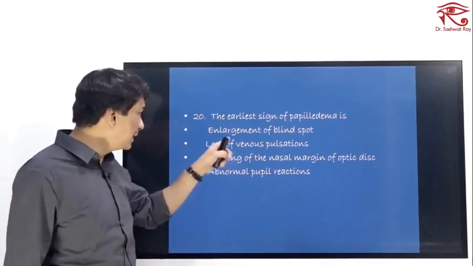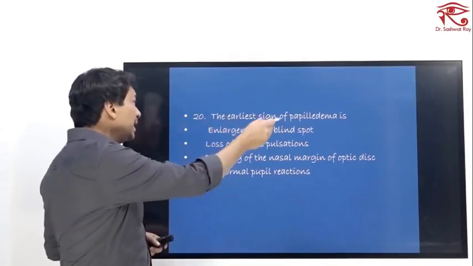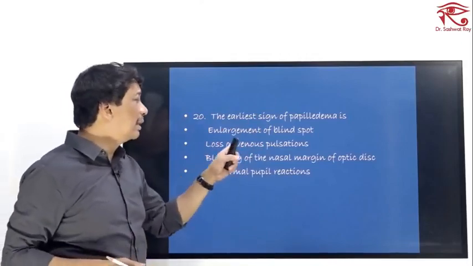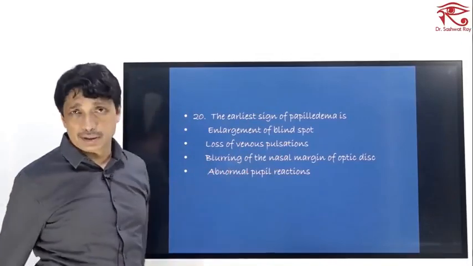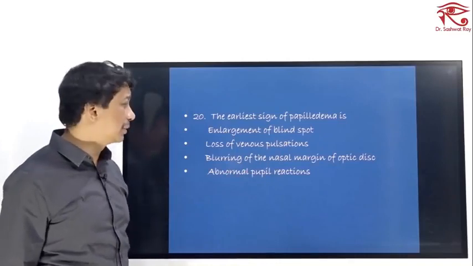So the choices like B and C are both correct signs. But the question asked, what is the earliest sign? Remember, the earliest sign is the blurring of the nasal margin of the optic disc. Choice C is the correct answer.